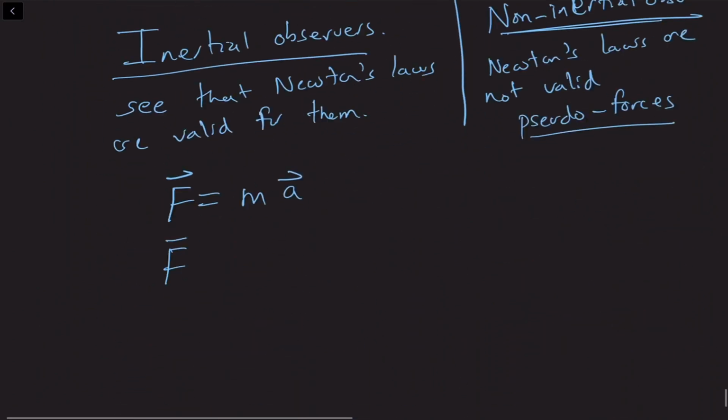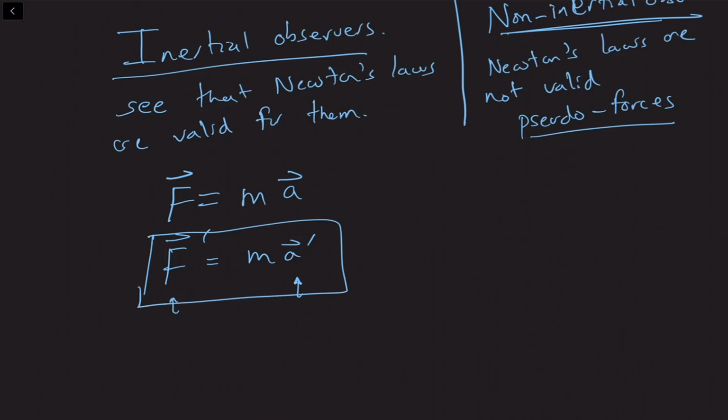That is, observer 2 would see F prime is ma prime. For the force, I have to use a dictionary, and we say that the force is the same. And for the acceleration, I apply my dictionary and find the new acceleration, and I find that Newton's laws are valid for the second observer and for the first observer. So inertial observers are those observers for whom Newton's laws are valid, and therefore these observers all have constant relative velocity with respect to each other. And that means that they have no acceleration with respect to each other.